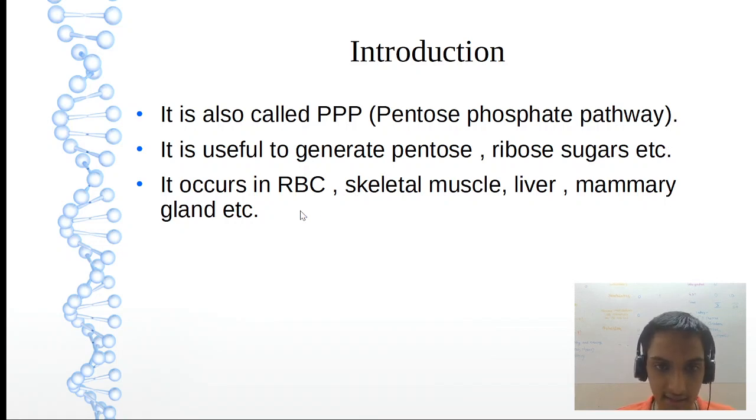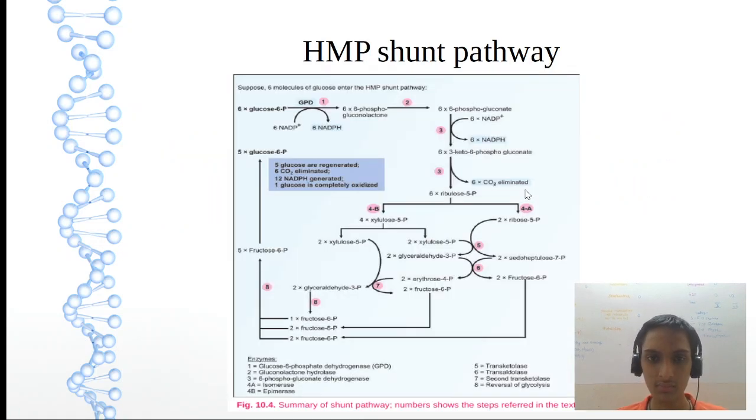Okay, and where does the pathway occur? In the RBC, skeletal muscle. Just give 2-3 examples, enough. Mainly we can say RBC and in the muscle. Let's get into the pathway.